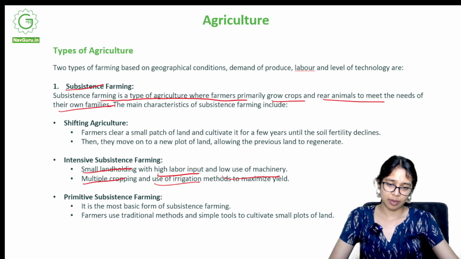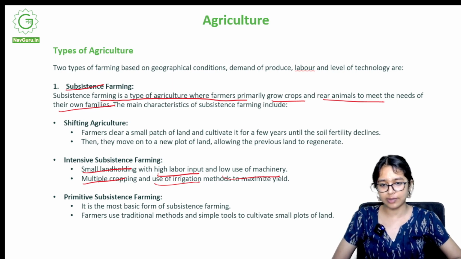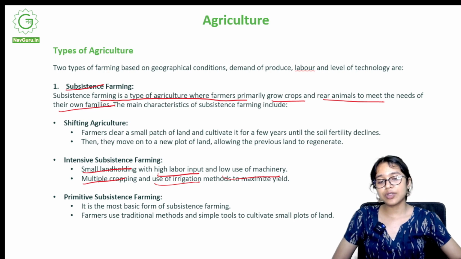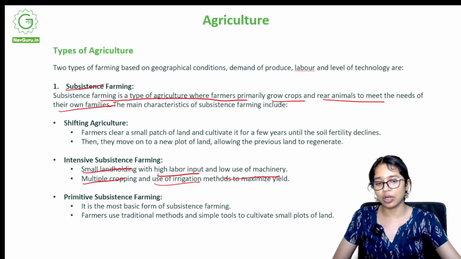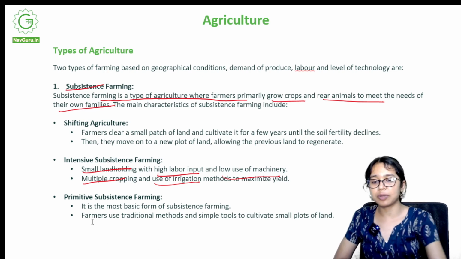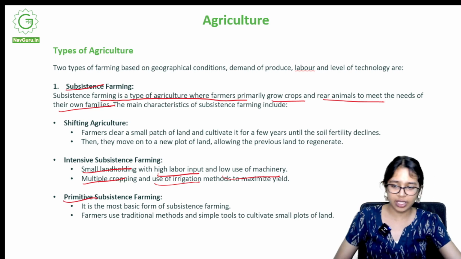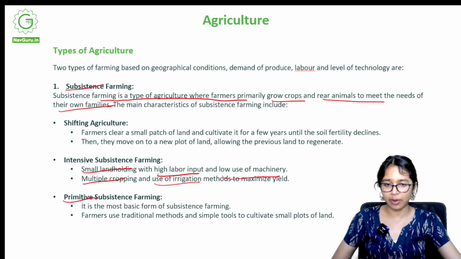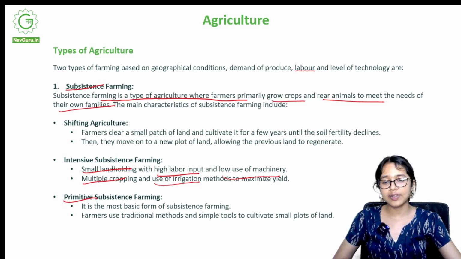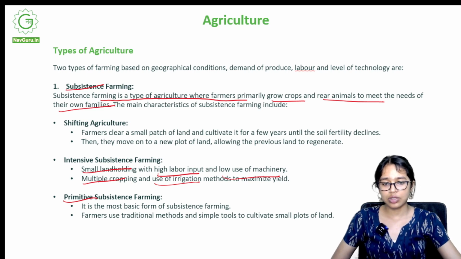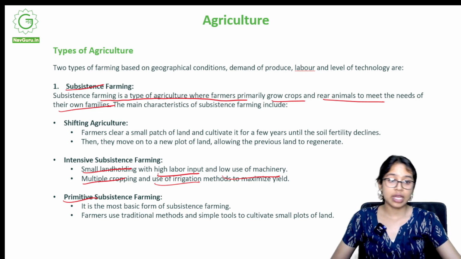Primitive subsistence farming. It is the most basic form of subsistence farming. Farmers use traditional methods and simple tools to cultivate small plots of land. You can see the word primitive. Primitive means something that's from the start, something that's very early, very basic, very foundational. So that is what primitive subsistence farming is. It is the most basic form of subsistence farming, and farmers use traditional methods.